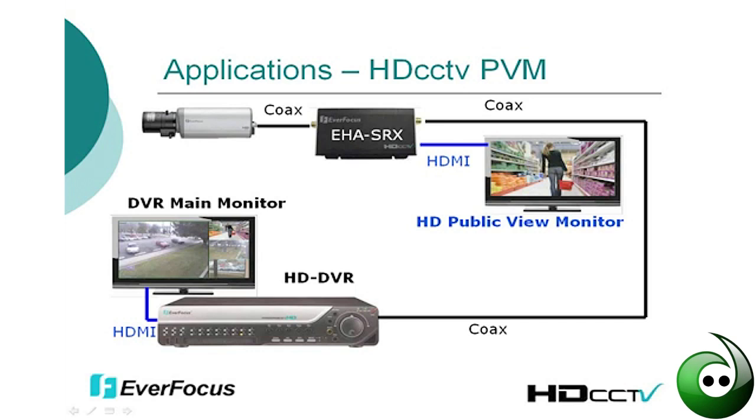I'm not quite sure how public view monitors get accomplished all the time on IP systems. I suppose if there's a decoder available, it makes it more convenient. Otherwise, you have to stash a PC somewhere. In this case, you would take an HD camera, connect a piece of coax to an EHA-SRX, take the HDMI output from the EHA-SRX to your public view monitor, and get a full HD image for public view. Take the coax output from the EHA-SRX and just bring it back to the DVR.